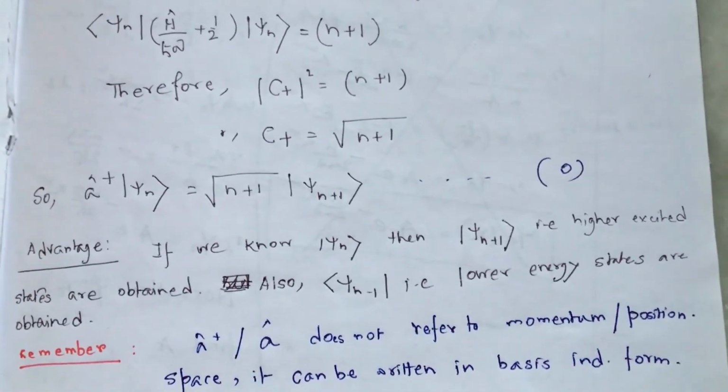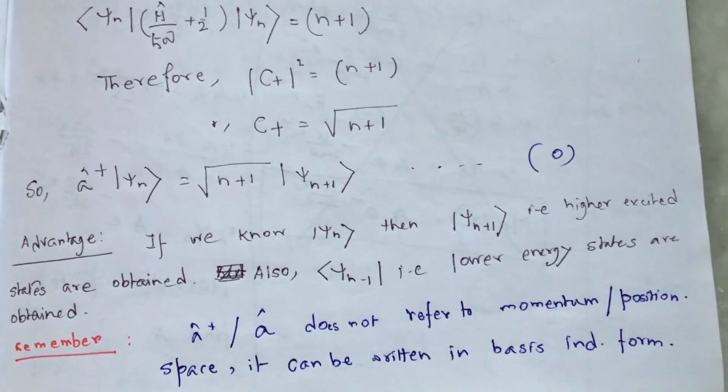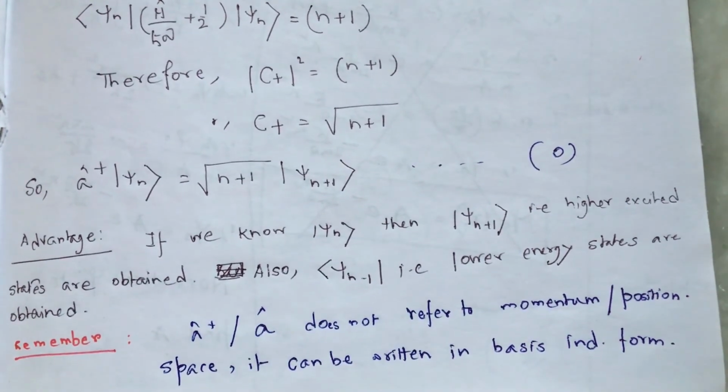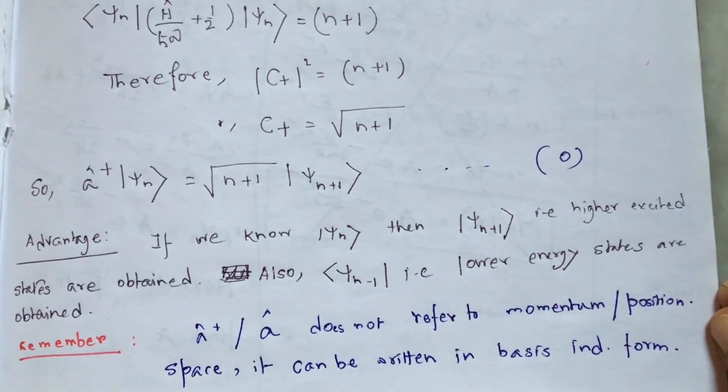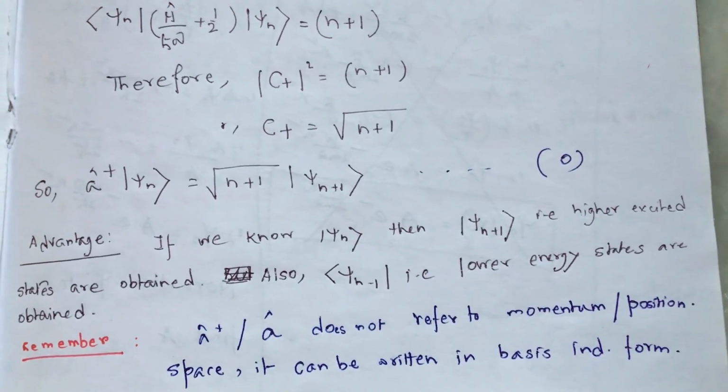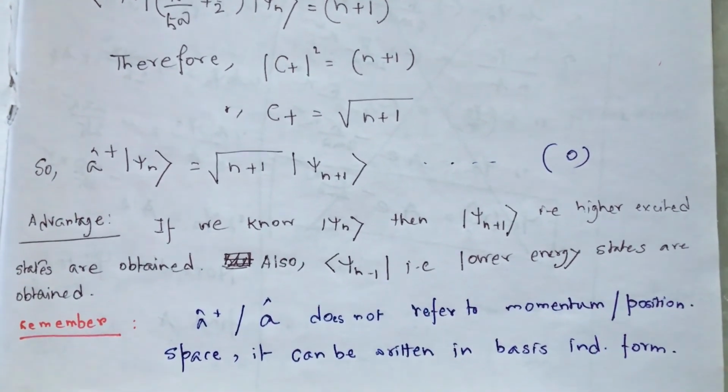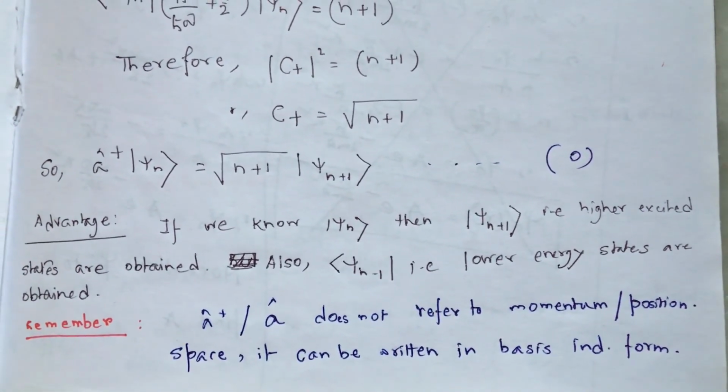Let me give you a disclaimer here that a dagger and a, that is the ladder operators, raising and lowering operators, do not refer to position or momentum. They are not Hermitian operators.